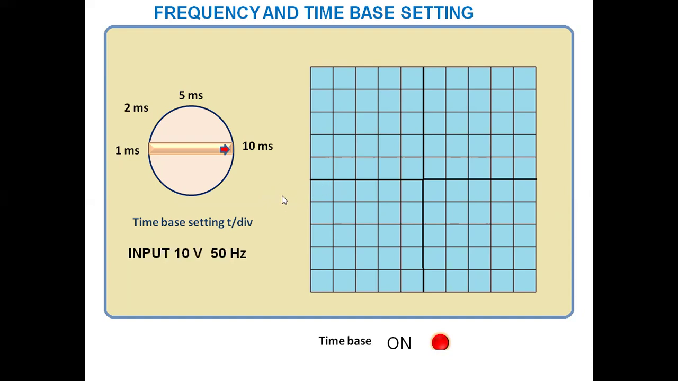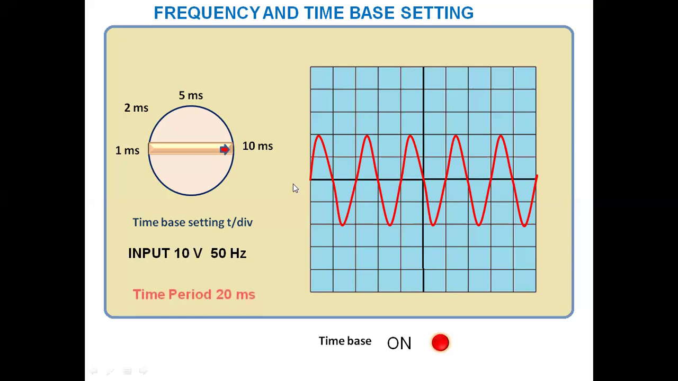The input connected to the CRO is 10 volt and 50 hertz. The frequency of that voltage is 50 hertz. So what will be the time period? Let us see. This is the appearance, and with 10 milliseconds per centimeter, one wave is occupying 2 blocks. So this is one wave, the time period is 10 plus 10, 20 milliseconds. We can calculate the time period from the frequency by using the formula T is equal to 1 over F. That comes equal to 20 milliseconds.